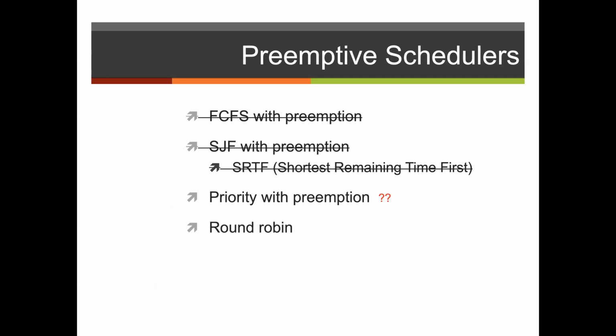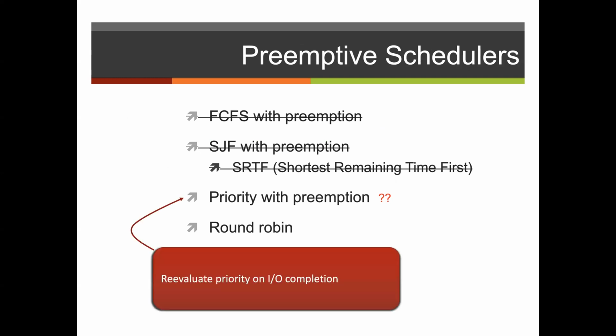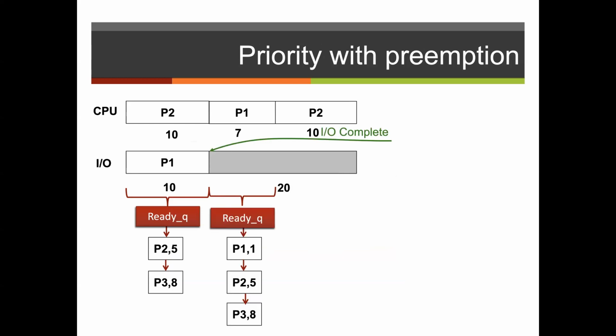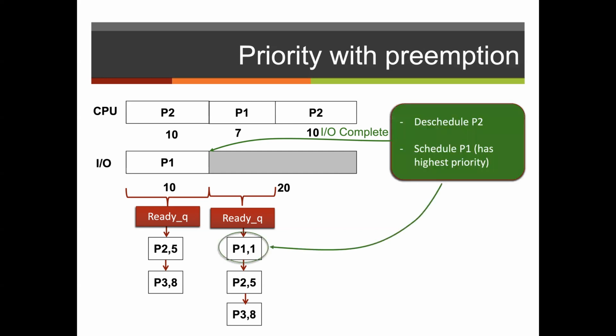And so how can we do priority with preemption? In this regard, we reevaluate priority on IO completion. So in our ready queue, we have P2 and P3, and we also have P1 now added with P2 and P5. So in this case, initially we had P2 ready for scheduling. We will deschedule P2, and now we will schedule P1 as it has the highest priority.